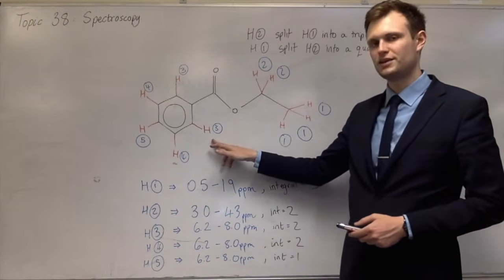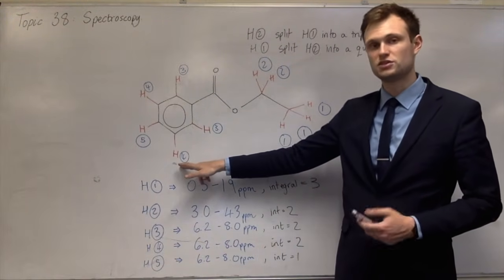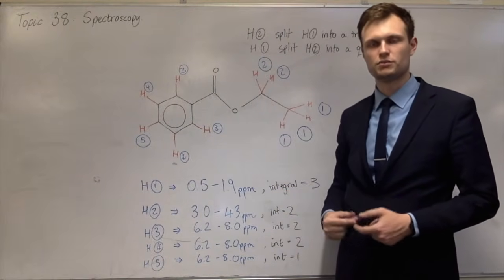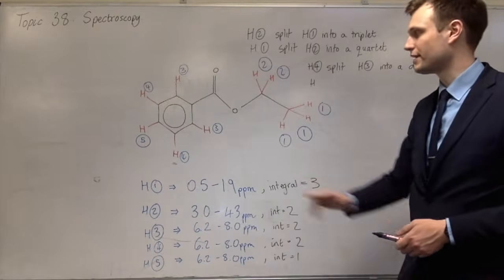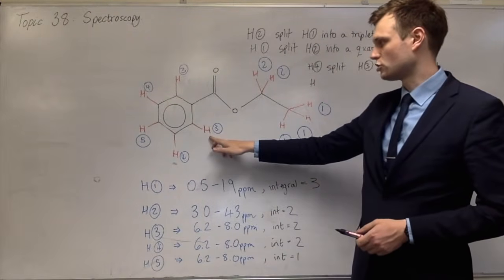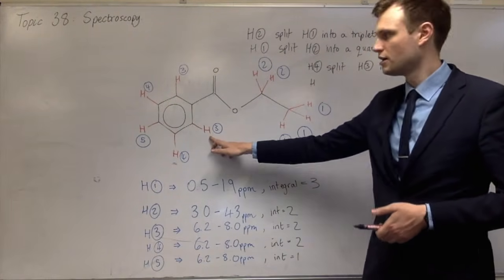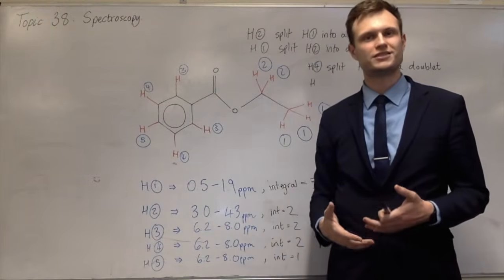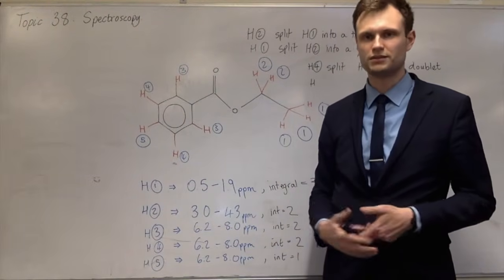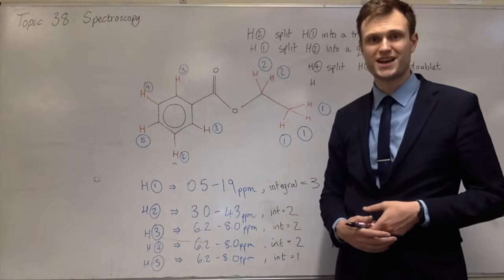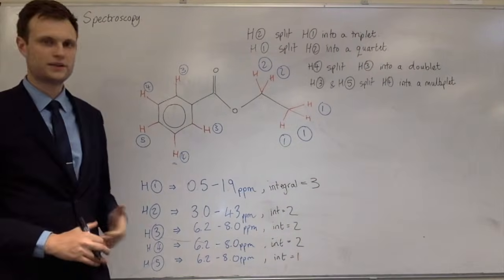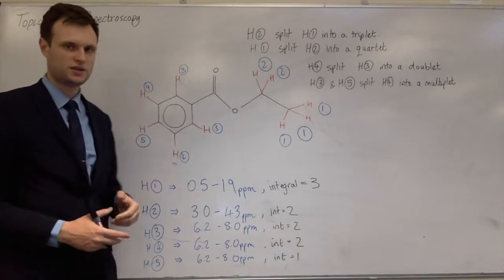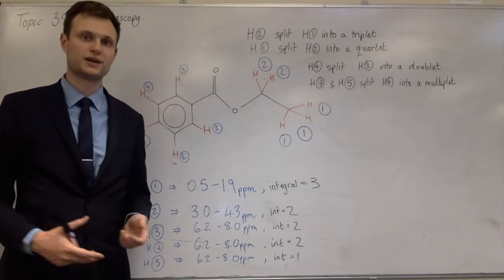So H3 is going to be split by H4 into a doublet, because it's 1 hydrogen on the adjacent carbon, which makes it a doublet. And then H4 is going to be split into a doublet by H3, and then another doublet by H5. It's called a doublet of doublets, but we're just going to call that a multiplet. And the reason why it's not split into a triplet, you might be thinking, is that it's next to two hydrogens, so it'd be split into a triplet, and that would make sense.